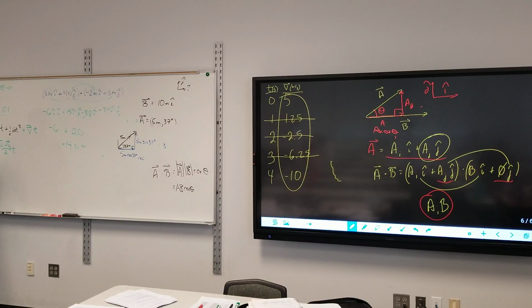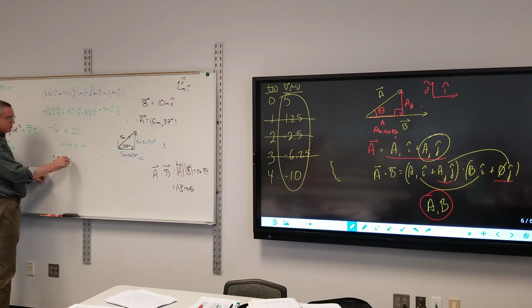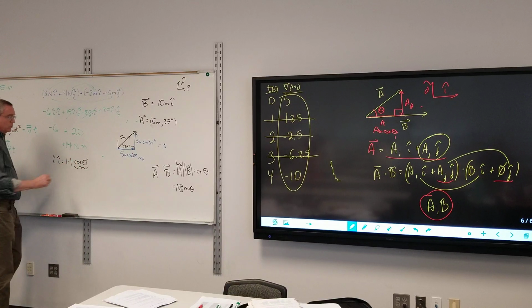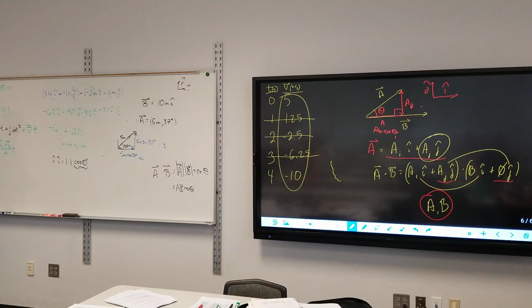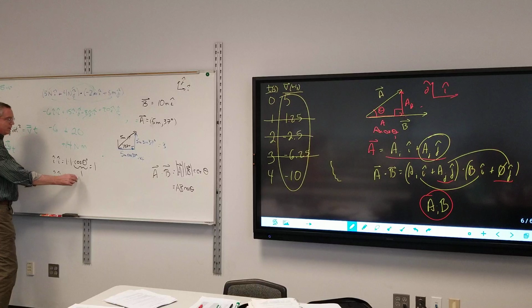Paralleling, or going back to what we talked about before, i hat dot i hat, if I think about that in polar form, the magnitude of the first one times the magnitude of the second one times the cosine of the angle between them, which would be 0 degrees. Cosine of 0 degrees, so we end up with 1. If I did i hat dot j hat, it would be 1 times the cosine of 90 degrees. And the cosine of 90 degrees is 0.